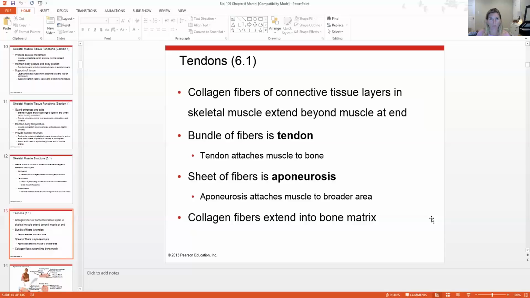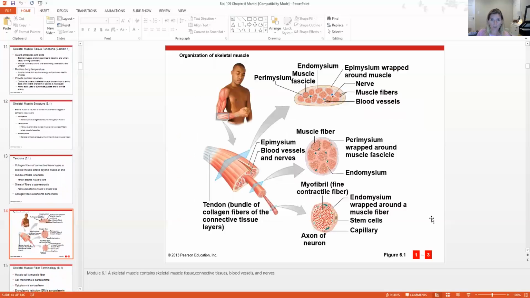Those are the major areas of aponeuroses on your body. The collagen fibers can actually extend into the bone matrix, rooting them there in place so that they can't move, or they're very hard to detach. So here you see the organization.